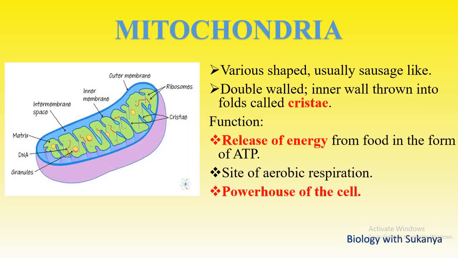Mitochondria. Mitochondria is various shaped, but usually it looks like a sausage. This is again a double-walled organelle, inner wall thrown into folds called cristae. So if you look at the diagram over here, we can see that this inner wall is thrown into these folds, which are known as the cristae.